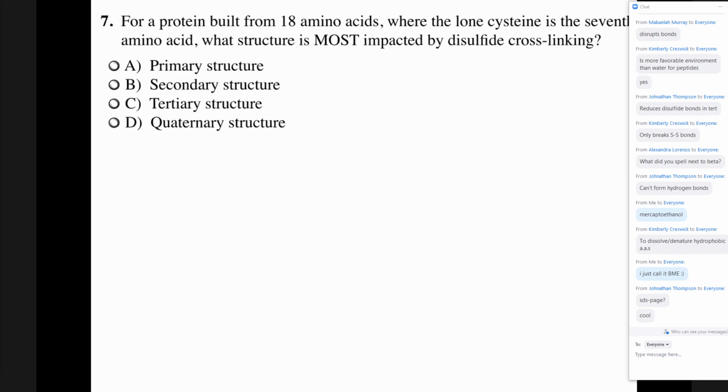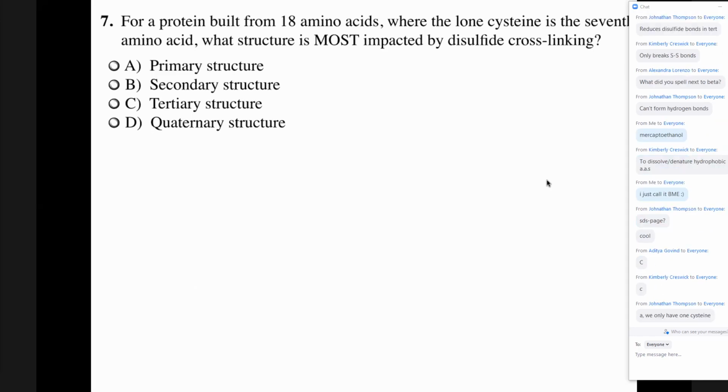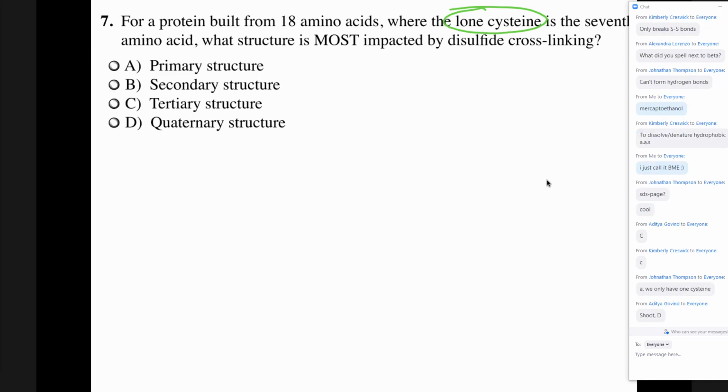Okay, so for this one, got a C vote. I'm liking it. Lots of C votes. And then the question, lone cysteine. Did they mess with me? Disulfide linking is almost always tertiary. How many learn that? Tertiary is typically what holds it together.